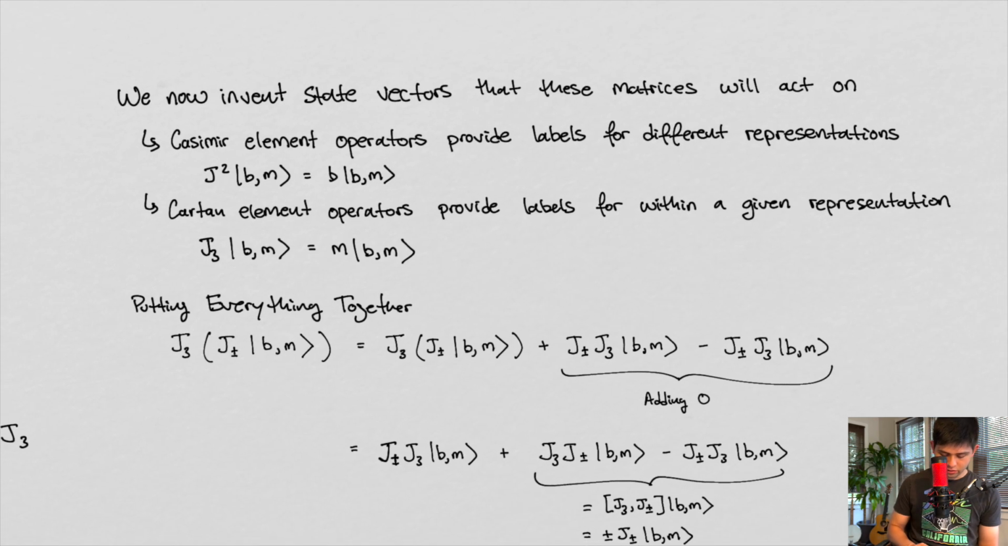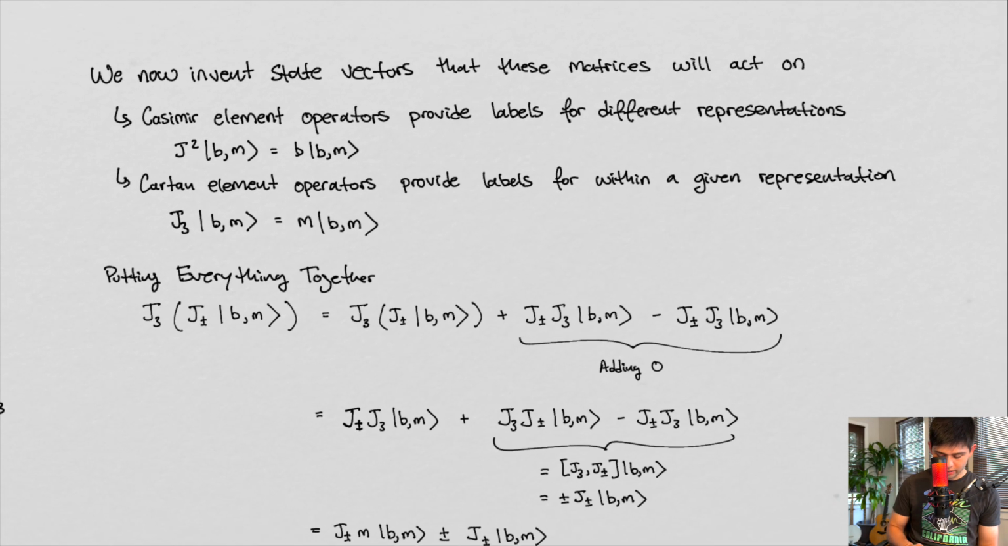And these state vectors are going to have two input values, right? One input value is going to be B, and the other one's going to be M. B is called a Casimir element. Casimir element operators will provide labels for different representations of our theory, if you will. And Cartan element operators, that's going to be M, the second entry in our state. It's going to provide labels within a given representation.